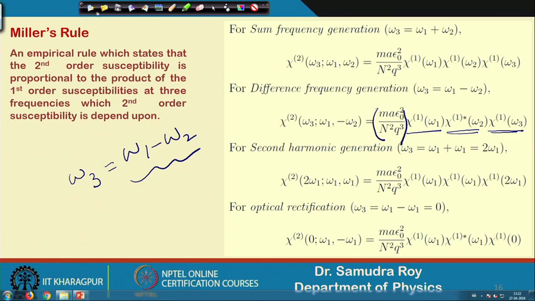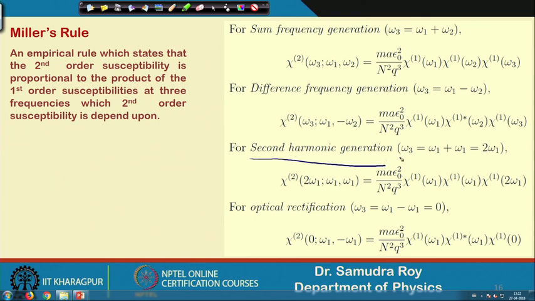So, let us see how the second harmonic frequencies arise. Second harmonic frequency means omega 3 is related to omega 1 and omega 1. So, there is a possibility that omega 3 will be generated as omega 1 plus omega 1, that is 2 omega 1. In that case, we have the second order susceptibility at 2 omega 1. So, we write chi 1 at omega 1, chi 1 at omega 1 and chi 1 at 2 omega 1. One can also write chi 1 at omega 1 squared, it is the same thing.